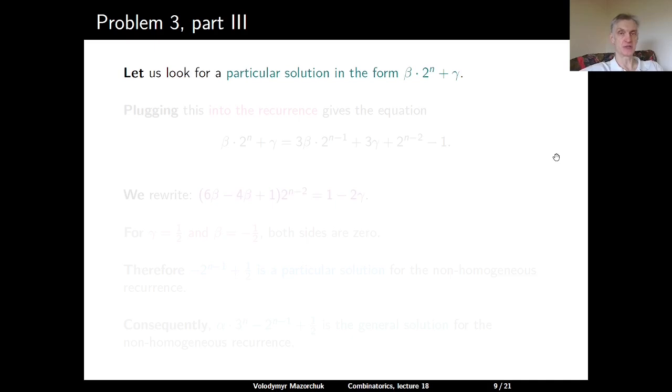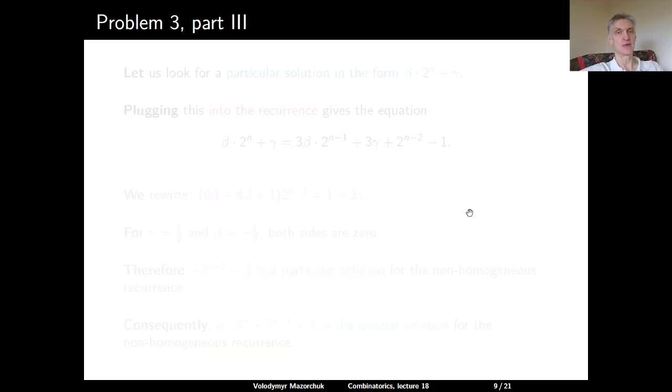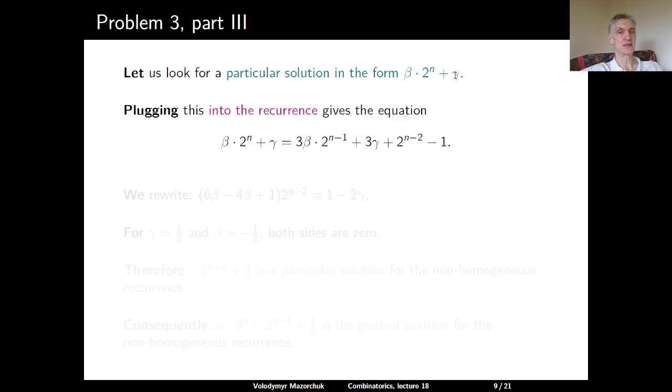Let us look for a particular solution to this non-homogeneous recurrence in the form beta times 2 to the power n plus gamma. So the additional term here is a power of 2 minus some constant. If we plug this into the recurrence, we get the equation beta times 2 to the power n plus gamma is equal to 3 beta times 2 to the power n minus 1 plus 3 gamma plus 2 to the power n minus 2, minus 1.